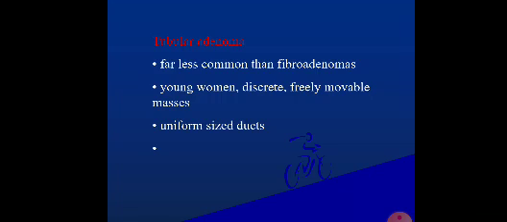Next category is tubular adenoma. After fibroadenoma, then intraductal papilloma, third is lactating adenoma. Now we come to the tubular adenoma. Tubular adenomas are far less common than fibroadenoma. Age of presentation, again, is the young woman. Here we get a discrete, freely mobile mass similar to the fibroadenoma. On the basis of histology, we can say whether it's a tubular adenoma or fibroadenoma.